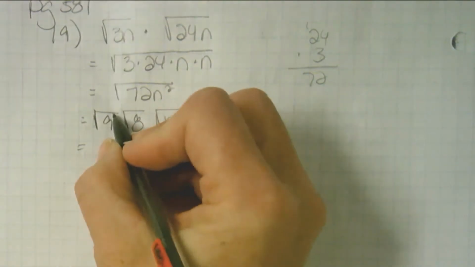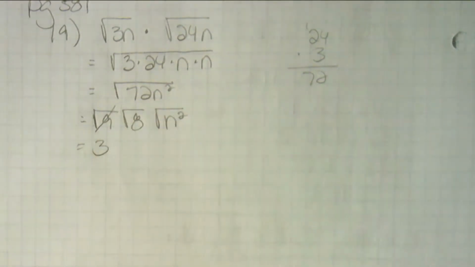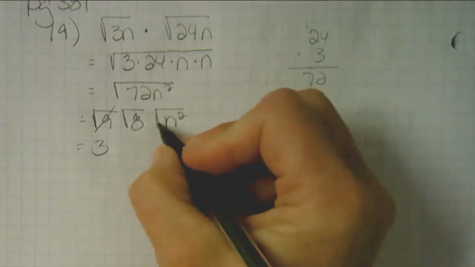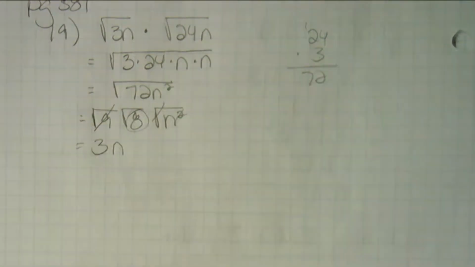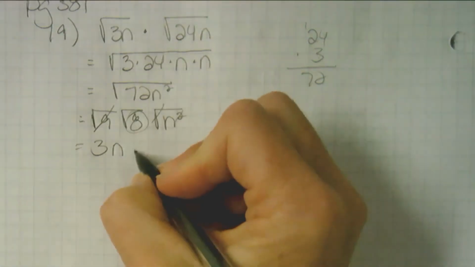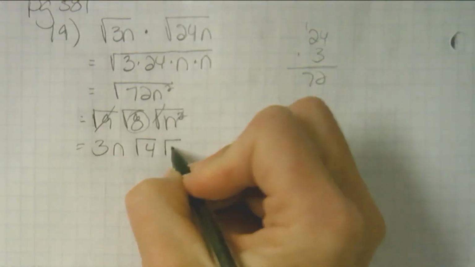The square root of 9 is 3. I've applied that. The square root of n squared is n. Now I'm going to look at my 8. Blythe, does 8 have a perfect square factor? 4. So I'm going to break that square root of 8 into the square root of 4 times the square root of 2.